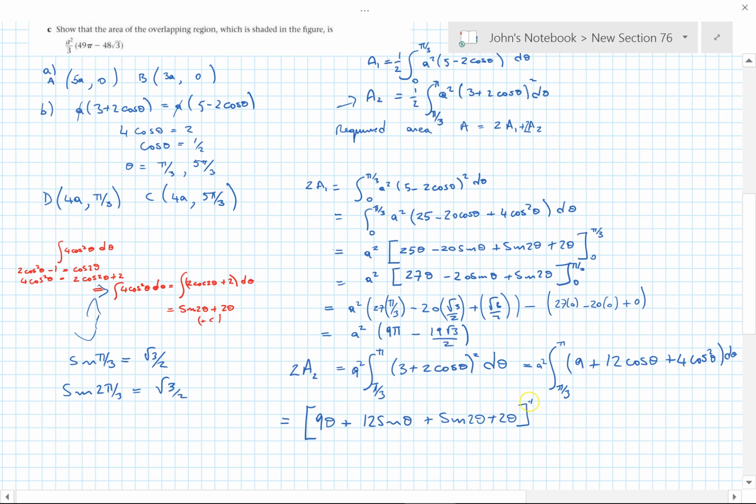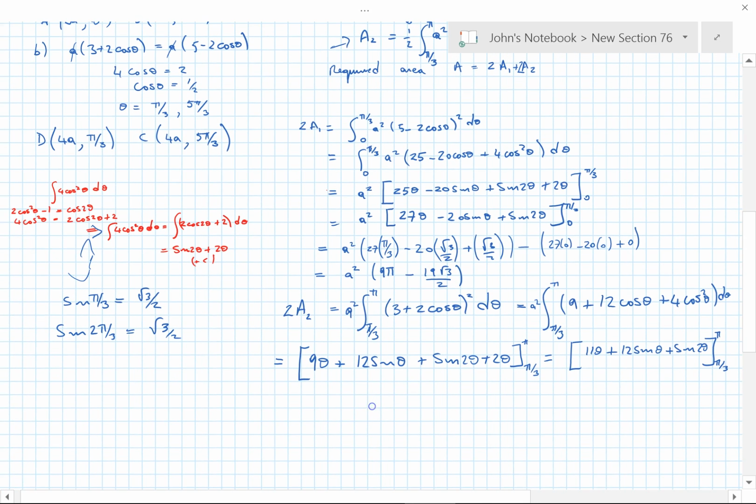And as before, it's not a big deal here, but I just think it's good practice to tidy up your terms before we put in the limits. So that's 11 theta plus 12 sine theta plus sine 2 theta between pi and pi by 3. Okay, lovely. So we're going to put in the limits now. Not too far from getting this done now.